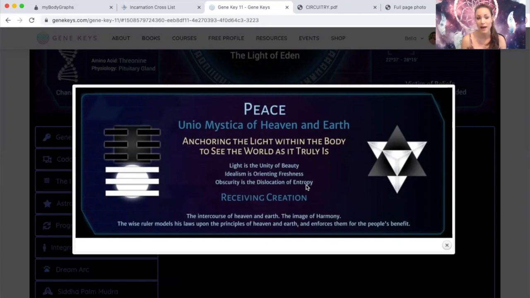And then the pathways, idealism is orienting freshness. So always orienting, believing that inner GPS that is telling you, and it's part of that internal motivator. I believe in change for the better. That's for me the 11. And then the highest frequency, light, is the unity of beauty. And that kind of makes me want to cry. And it's all about receiving the creation inside of ourselves. This is so beautiful. And the title is peace, you know, but peace is so alive. That's what I feel when we look at the 11, like peace is so alive.